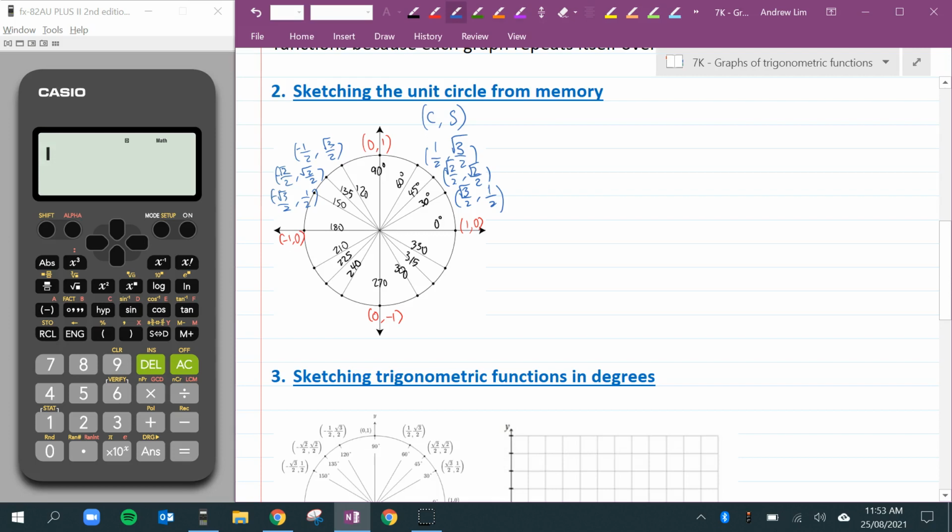We can just reflect that across the x-axis. So this one here will be root 3 over 2, half. Then we have root 2 over 2, root 2 over 2, and then half and root 3 over 2. Except in this quadrant, both x and y are negative, so I need to write negatives for all of them.